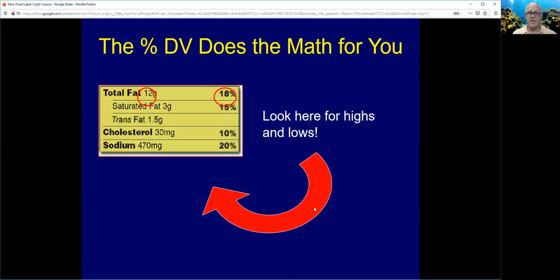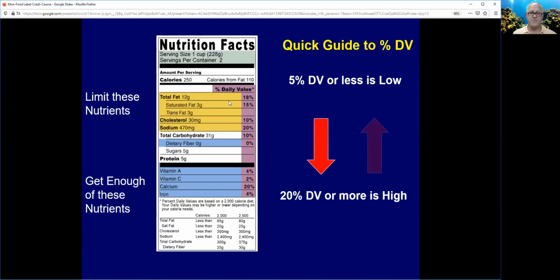Now, the percent daily value does the math for you. And so you want to look at highs and lows. So if this fat was 12 grams and it was only 18% of the daily value, well, that's okay. If you have 4 more of those, then you reach your percent daily value for the day. But if you have 6 or 7 or 8 more items that have 12 grams of fat, you've had too much. You get the general idea. Now, on these quick guides to percent daily value, 5% daily value or less is low, 20% of daily value or more is high.